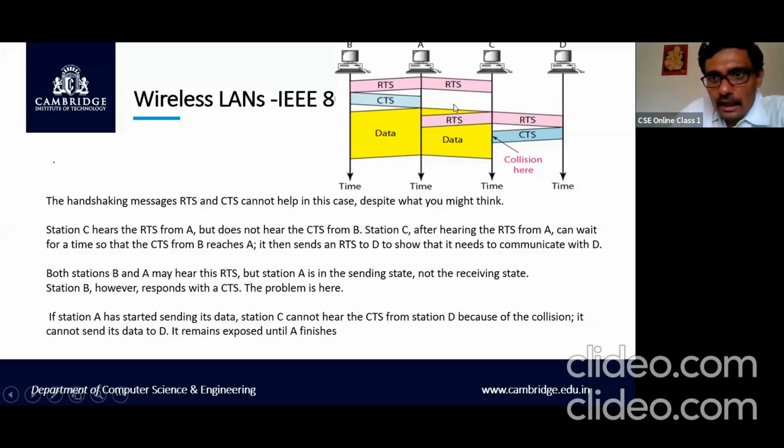And again, the RTS message goes to D, and the clear to send frame comes back here also. There is a collision here as well as here. In both places we have collision, so that cannot be completely avoided.